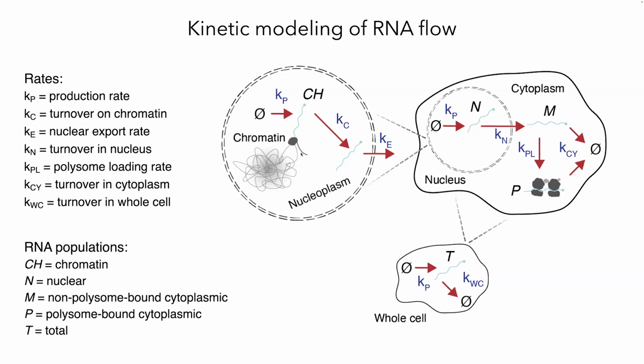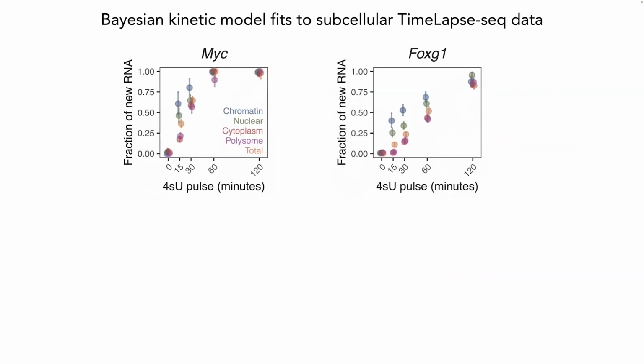We took a very textbook-based model where RNA is made on chromatin, it's released from chromatin into the nucleoplasm at some rate, and it's exported at another rate. It then accumulates in the cytoplasm. At some rate, it finds polysomes, and then at another rate, it's degraded. And so this leads to a lot of rates and a lot of populations and a number of differential equations that can be solved for using our data.